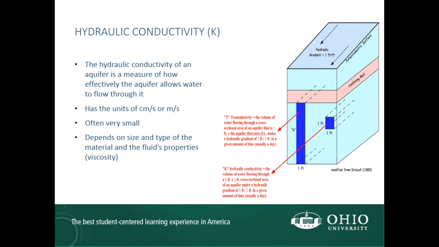Hydraulic conductivity, K, describes how effectively water can pass through an aquifer. Hydraulic conductivity depends on the fluid properties and the aquifer material's ability to allow water to flow. It's typically a very small value and has units of centimeters per second or meters per second.